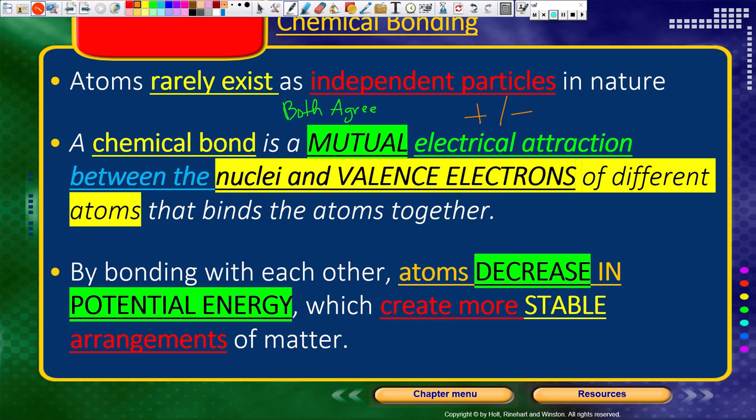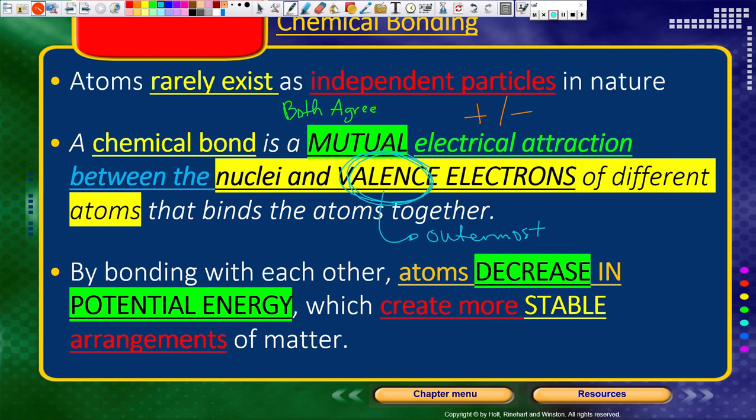A chemical bond is a mutual electrical attraction between the nuclei, and then highlight this word: valence. That is important. The valence electrons of different atoms bind them together. The reason it's important is, first and foremost, what does valence mean? It's the outermost. So whenever atoms bond, they are using the ones that are farthest from the nucleus. We're not talking about the core electrons, the ones closest. It's the ones on the outside.